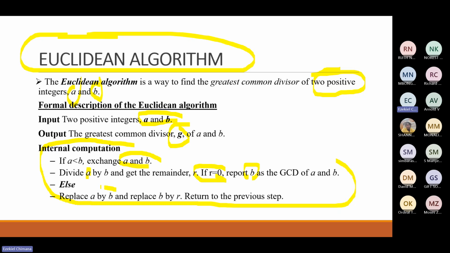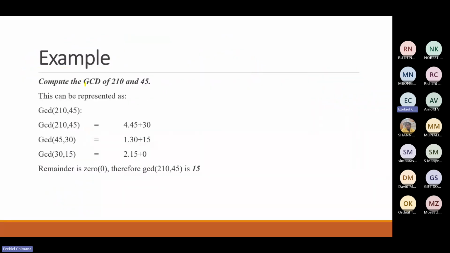I think you can get this when you're actually doing an example, but it's very simple. You need to replace A by B, and then you replace B by the remainder that you got, and then you return to the previous step, which is dividing A by B. So this is just an example which says compute the GCD of 210 and 45.